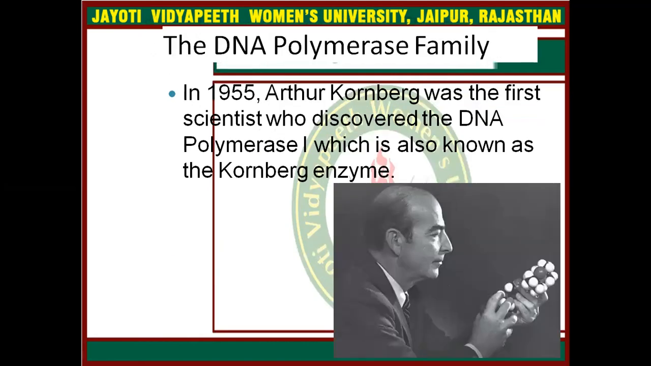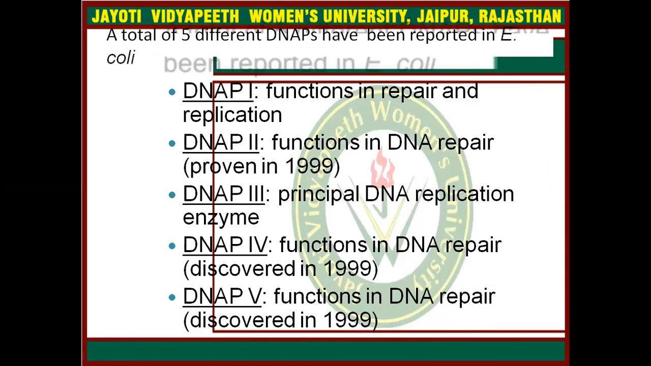Now come to the DNA polymerase family. In 1955, Arthur Kornberg was the first scientist who discovered DNA polymerase 1, which is also known as the Kornberg enzyme. A total of 5 different DNA polymerases have been reported in E. coli. DNA polymerase 1 functions in repair and replication.